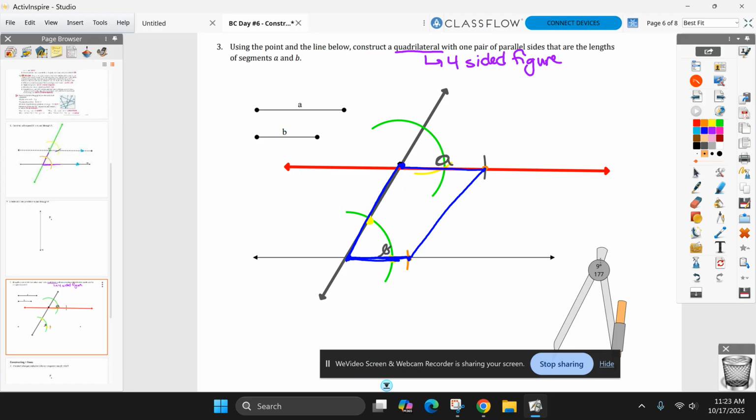The only way this could look different, maybe this gets flipped and B's up here, A's here. Maybe it's on the other side of the transversal. We could have done this. All right. A couple different ways. How about that honors level construction?